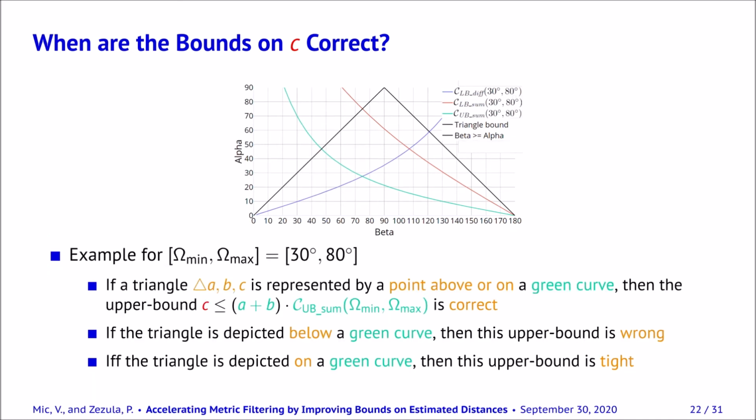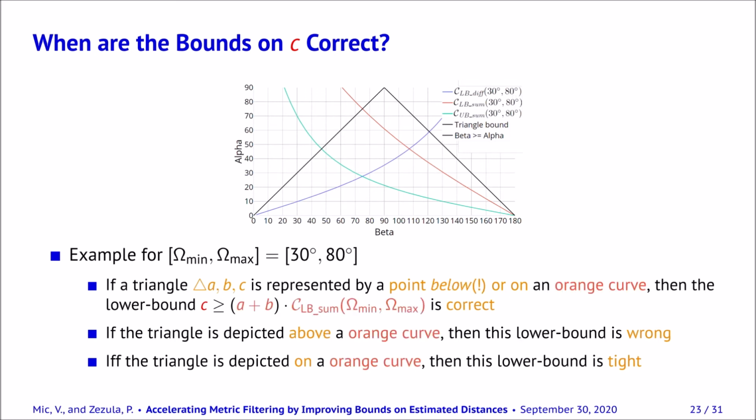Now let's focus on the function depicted by the green curve. If a triangle is represented by a point above or on the green curve, then the upper bound on C based on the sum of A and B is correct. If a triangle is depicted below the green curve, then this upper bound on C is wrong. If and only if a triangle is depicted on the green curve, then the upper bound on C is tight.